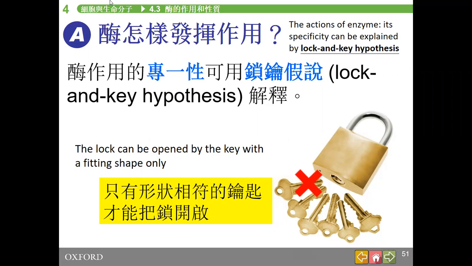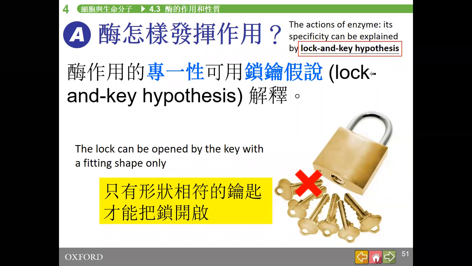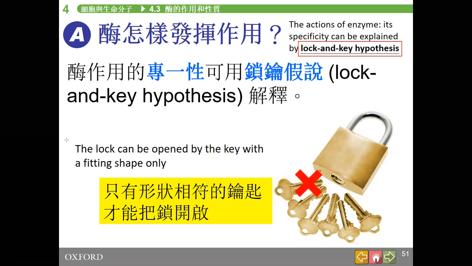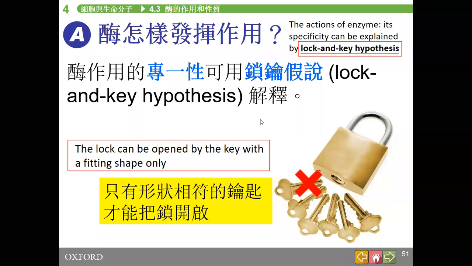We always explain with the lock and key hypothesis. What does it mean by lock and key hypothesis? Because it is so specific. The lock can be opened by the key with a fitting shape only. So you only use one key to open one lock. You cannot use other keys to open it. So please remember the lock and key hypothesis.